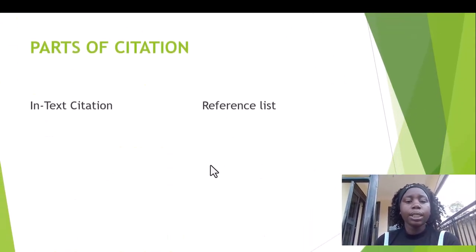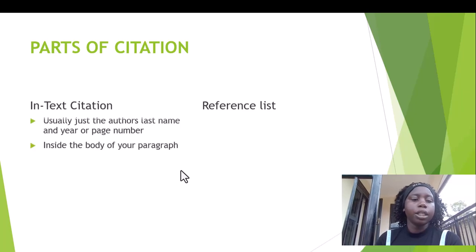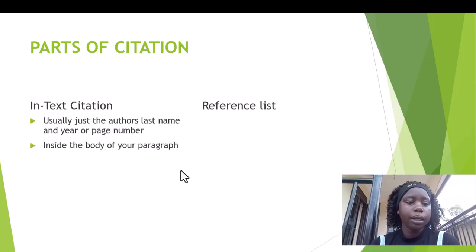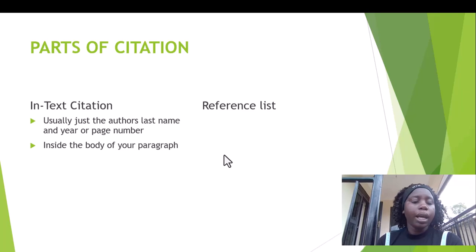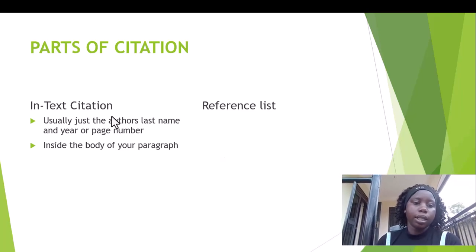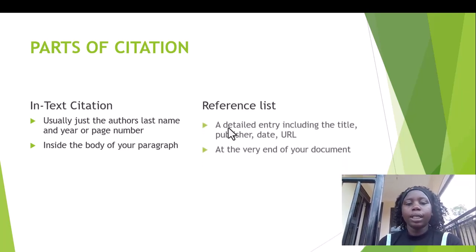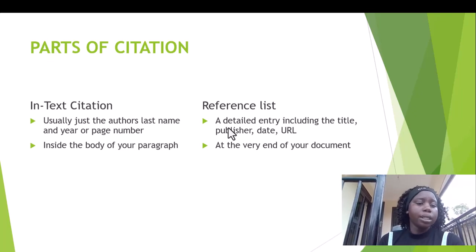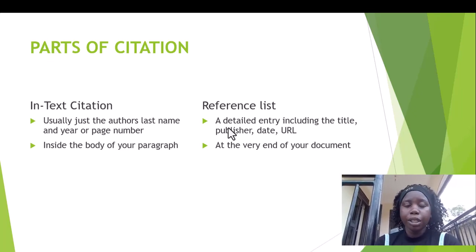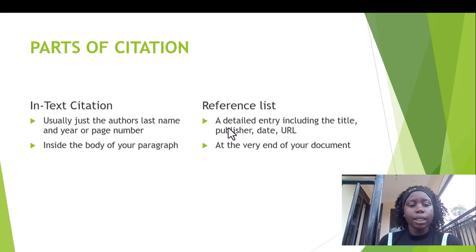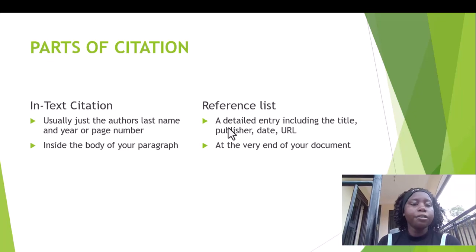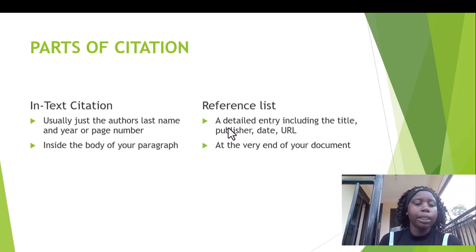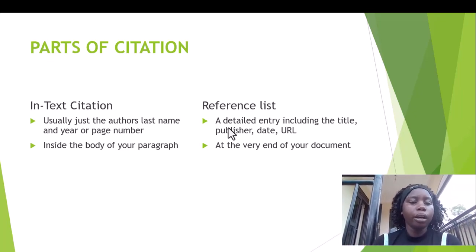These are the parts of citation. We have two major parts of citation, and the first one is in-text citation, and then the second one is the reference list. Now in-text citation is usually just the author's name and year or a page number, and you always find it inside the body of the paragraph. After finishing writing the paragraph, you write the author's name and the year or the page number.